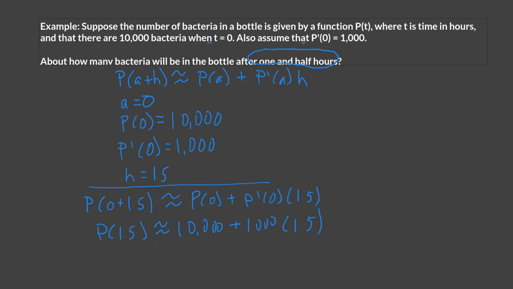So that right-hand side is equal to 10,000 plus 1,500, which is 11,500. So putting all this together, we get that the amount of bacteria 1.5 hours later is approximately equal to 11,500.